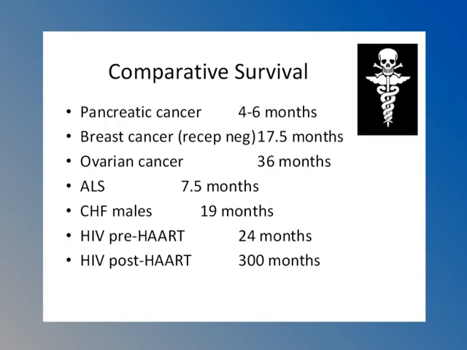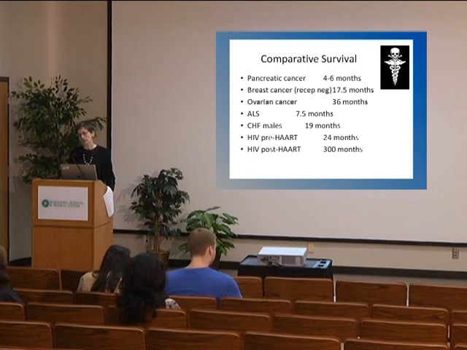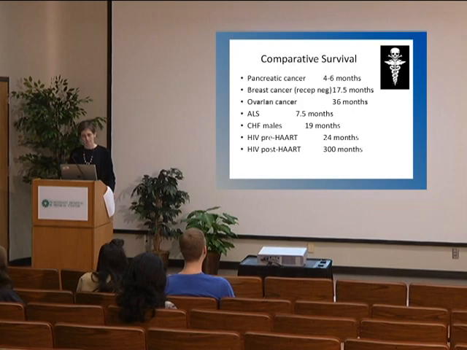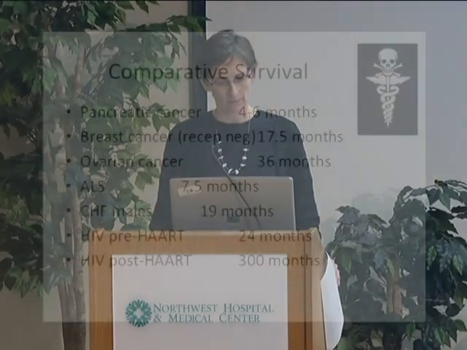So how much of a difference? This is just to put it in perspective. People who are diagnosed with pancreatic cancer usually have 4 to 6 months before they die. Breast cancer, receptor negative, 17 months. Ovarian cancer after diagnosis, 36 months. ALS, Lou Gehrig's disease, 7 months after diagnosis. Congestive heart failure in males, about 19 months, not quite 2 years.